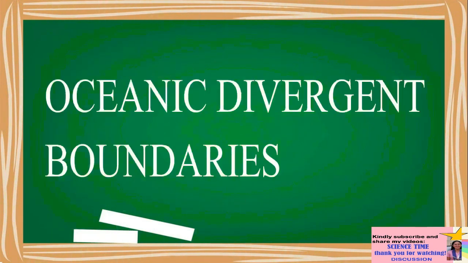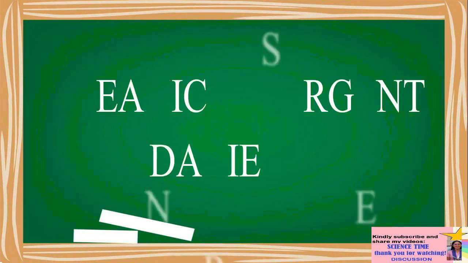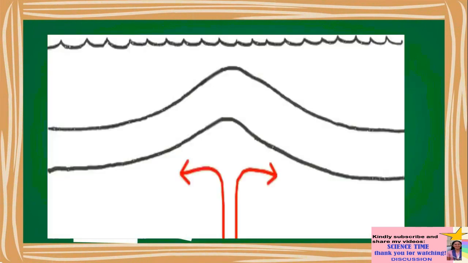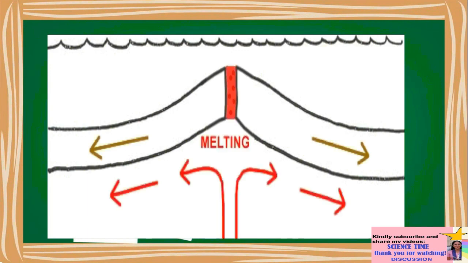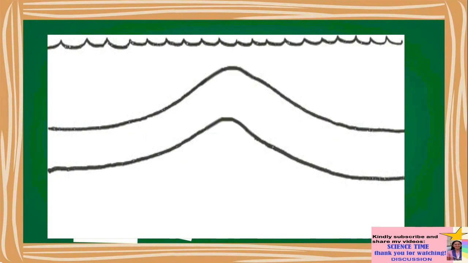Let us have the oceanic divergent boundaries first. When a divergent boundary occurs beneath oceanic lithosphere, the rising convection current below lifts the lithosphere, producing a mid-ocean ridge. Extensional forces stretch the lithosphere and produce a deep fissure.